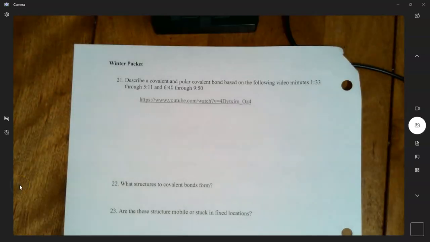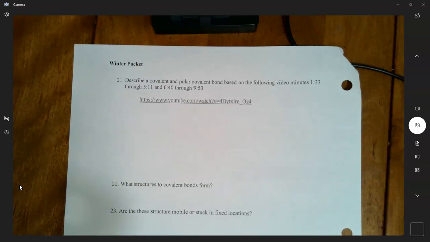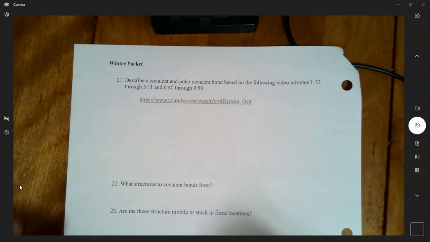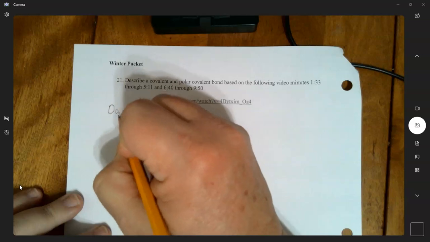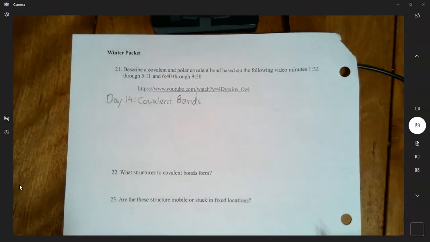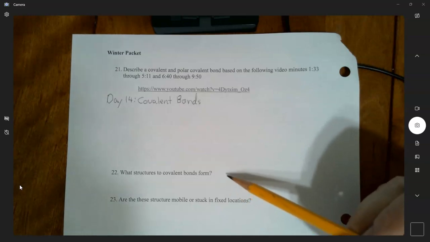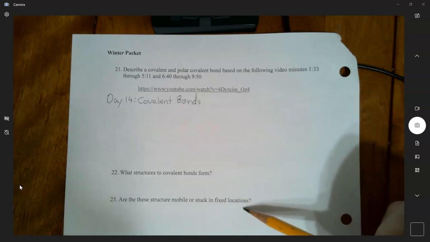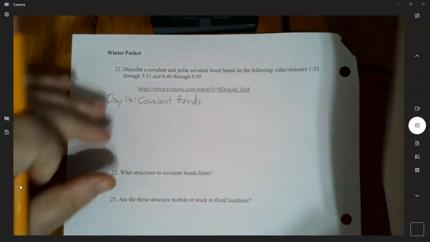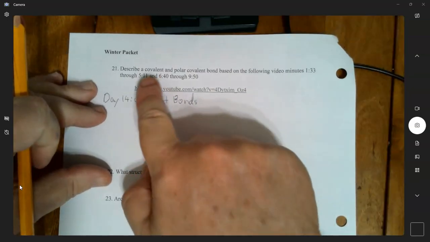All right, we now move on to page 6, question 21. It says, describe a covalent and polar covalent bond based on the following videos. And this comes from day 14, covalent bonds. Okay, and I want you to answer the next 3 questions from that. What structures do covalent bonds form? And are these structures mobile, or are they stuck in fixed locations? Okay, so I want you to watch that.